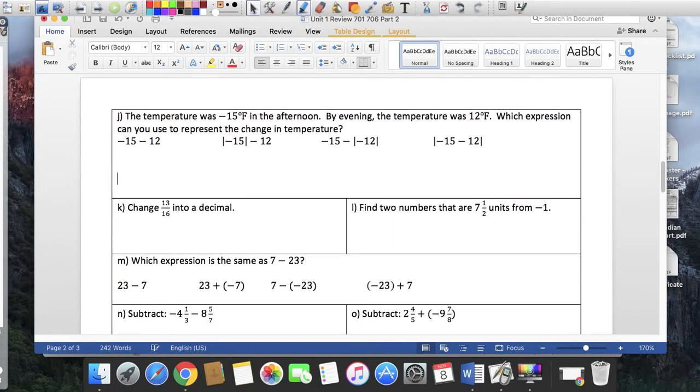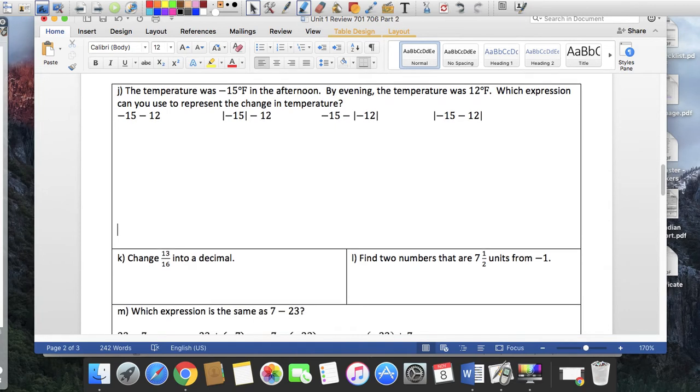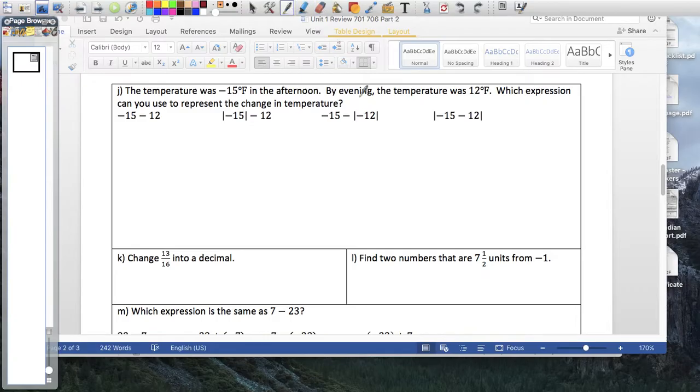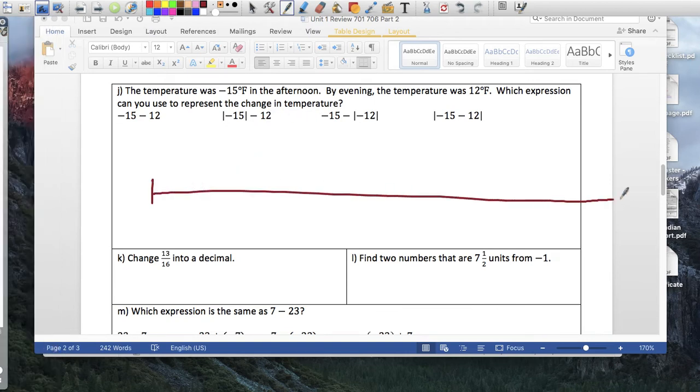So for this one, I think it says the temperature was negative 15. By evening, it was 12. So you know definitely one thing, temperature went up. All right, so how much did it go up by? So let's do a number line. Here's a number line. Let's pretend this was negative 15 in the afternoon.